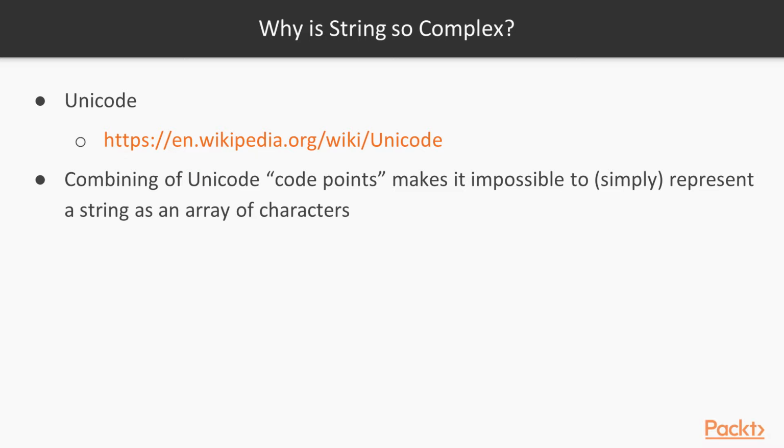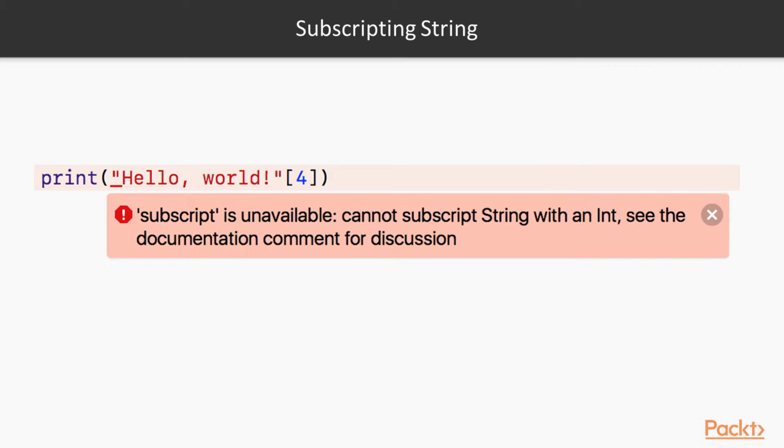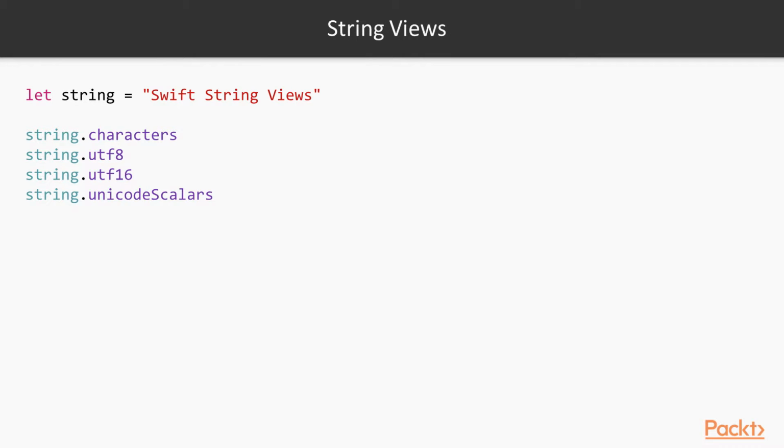So does this mean we can subscript a Swift string? Indeed, we cannot subscript a Swift string with an integer index, as you may be used to doing in many other languages. This begins to introduce the unfamiliar complexity of working with Swift strings. In fact, it is possible to subscript a string with an integer index, but first we have to introduce the concept of string views. To handle the complexity of Unicode, Swift's string type provides 4 different views of the string. We have characters, UTF-8, UTF-16, and Unicode scalars.